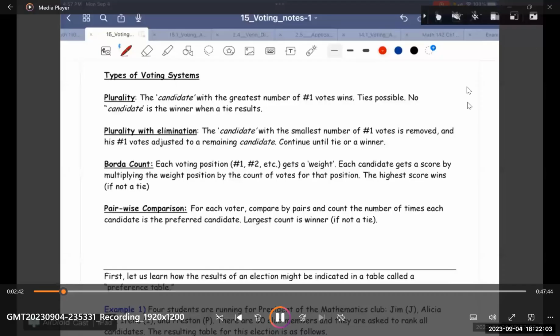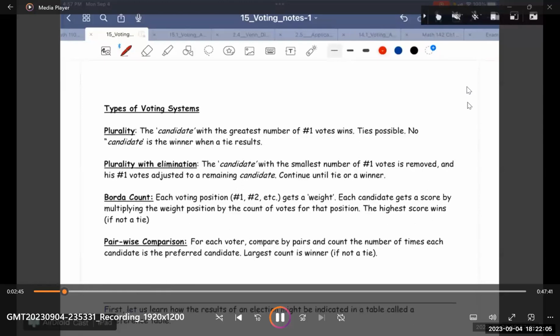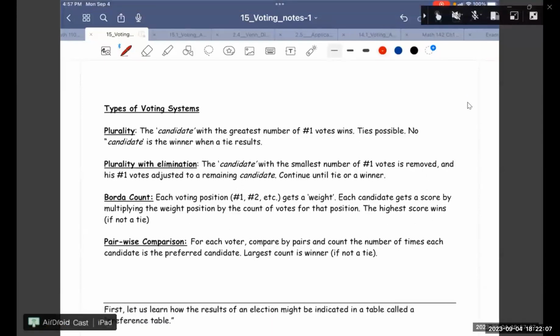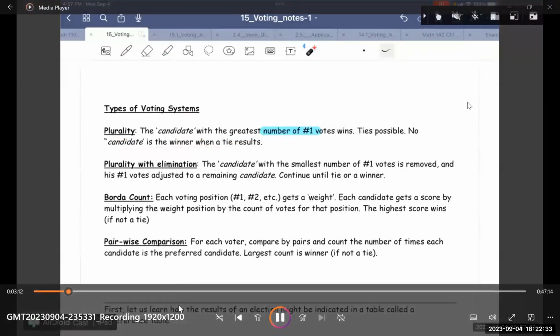Today we go for 13.1 and 13.2. The first type of voting system, plurality, is where the candidate with the greatest number of number one votes is the winner. It is possible for no candidate to win, and for a tie to result.